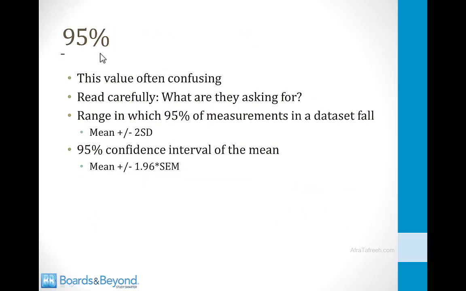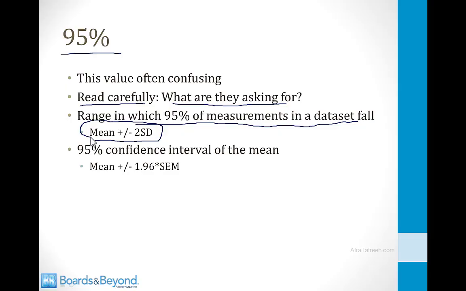So when you see the number 95% in a question stem, don't get confused. Read the question very carefully. What are they asking for? If they say, what is the range in which 95% of the measurements in a data set fall, then they're looking for the mean plus or minus 2 standard deviations. On the other hand, if they say, what is the 95% confidence interval of the mean, then they are looking for the mean plus or minus 1.96 times the standard error of the mean. These two things are different. This is often confusing for students, so make sure you have them straight in your mind.